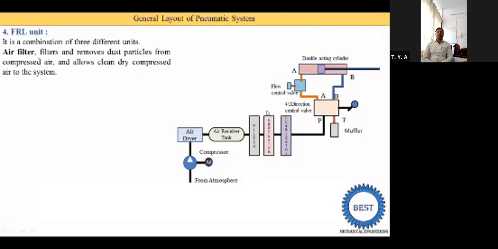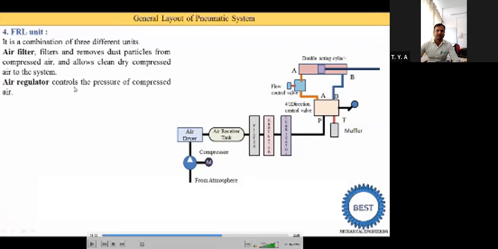It only supplies dry, clean compressed air to the other components of the pneumatic system. Suppose we supply dust with the air, then it creates wear and tear of the reciprocating and rotary components. Here in the double acting cylinder, if dust particles are supplied, then wear and tear of the cylinder as well as the piston is possible. That's why we need to provide the air filter to remove the dust particles. The second one is the air regulator. It controls the pressure of the compressed air.